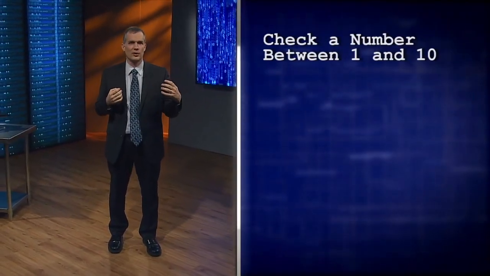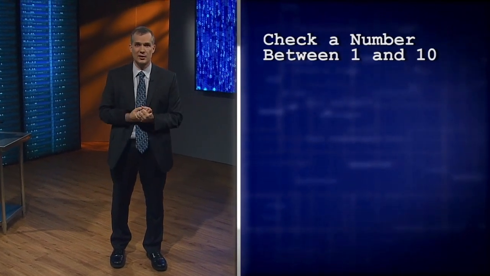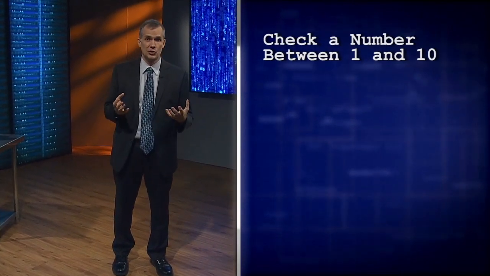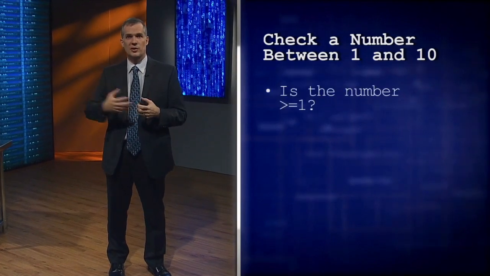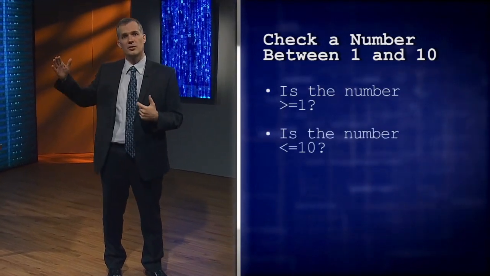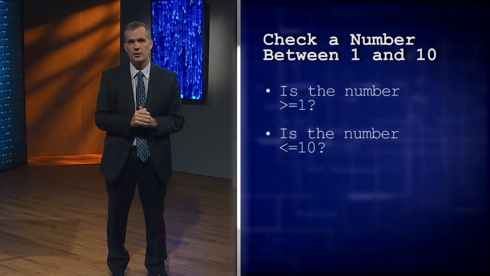Now, what if we wanted to form more complicated conditions? For instance, maybe we want to check whether the number a is between 1 and 10. That actually requires two checks: one to see whether it's greater than or equal to 1, and another to see whether it's less than or equal to 10. So what do we do?